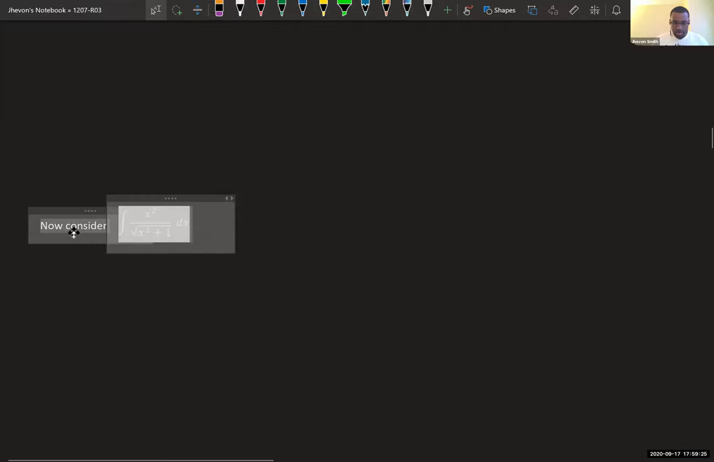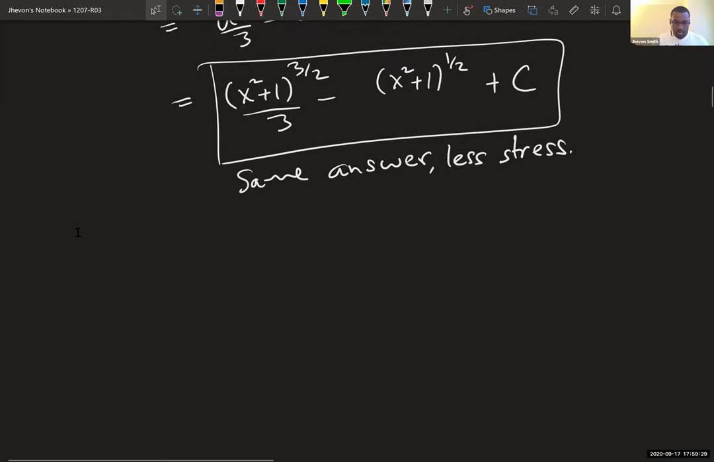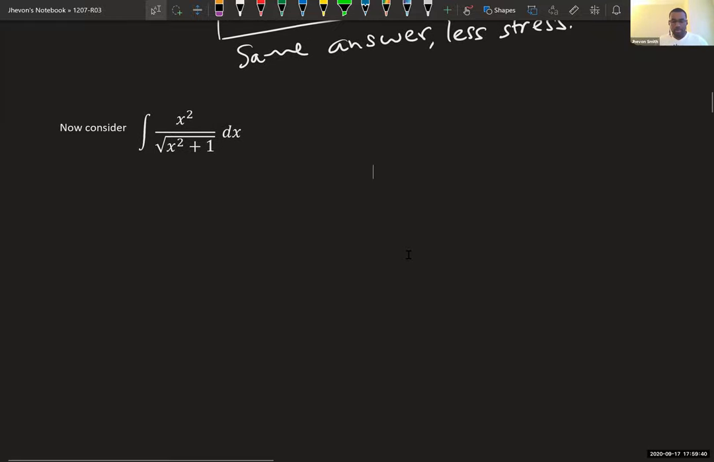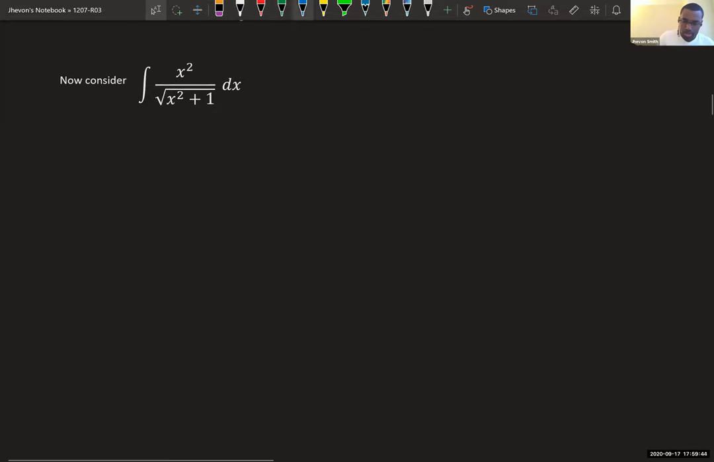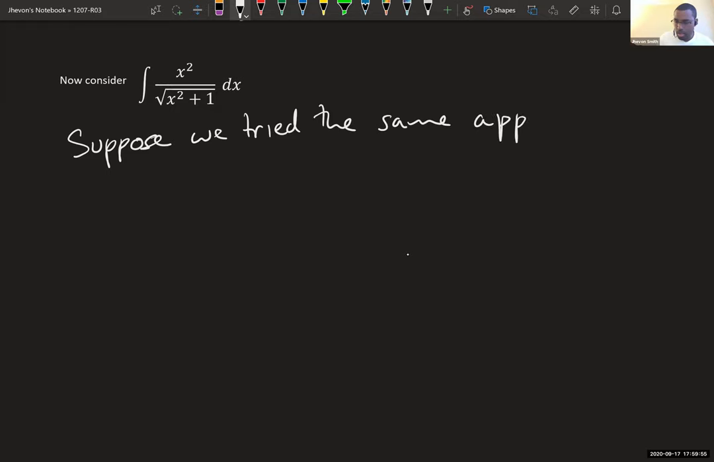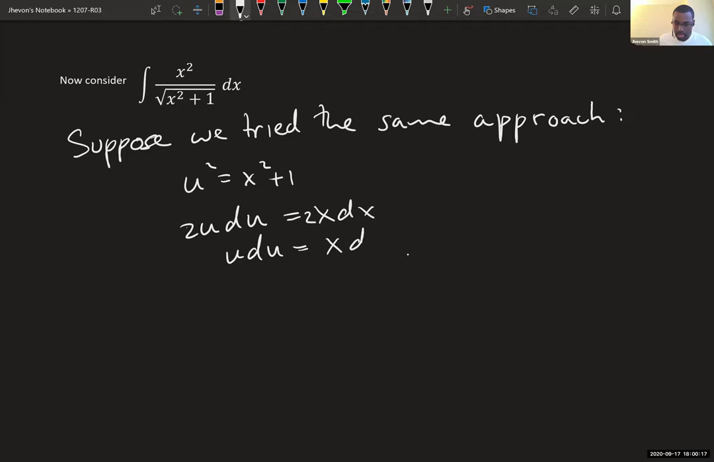And here's another example. Consider this example. How would you do this one? Suppose we tried the same approach. It worked out very well last time. That looks like an E. Why not try it again? u squared equals x squared plus 1. Your 2u du is going to be 2x dx, so your u du is equal to x dx.